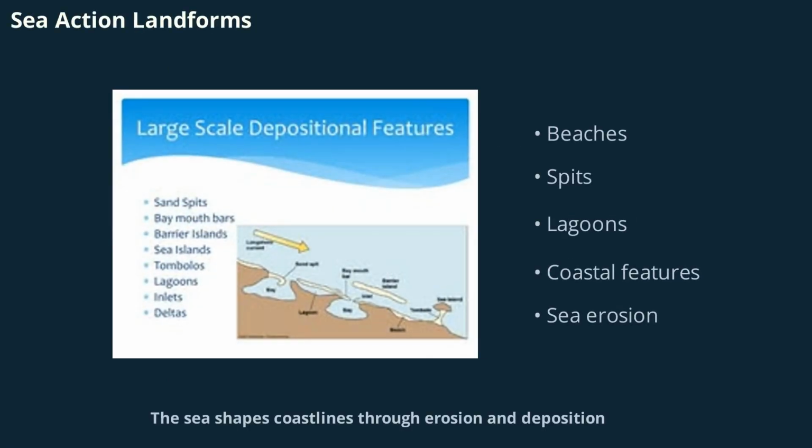The sea shapes coastlines through erosion and deposition. Beaches are strips of land covered by sediments, while spits are narrow deposits extending into the sea. Lagoons are areas of salt water separated from the sea by sandbanks. These features are important for coastal ecosystems and human activities, illustrating the power of external forces in landscape formation.